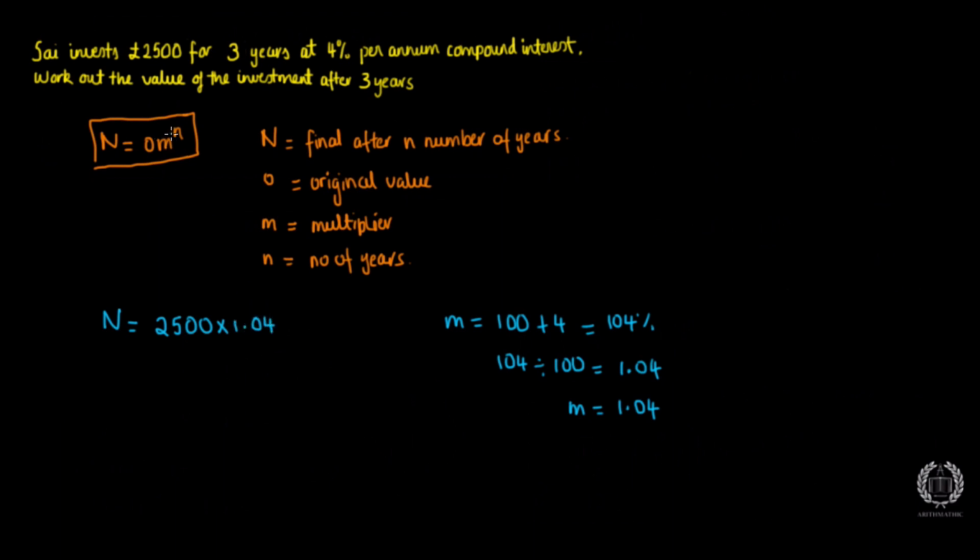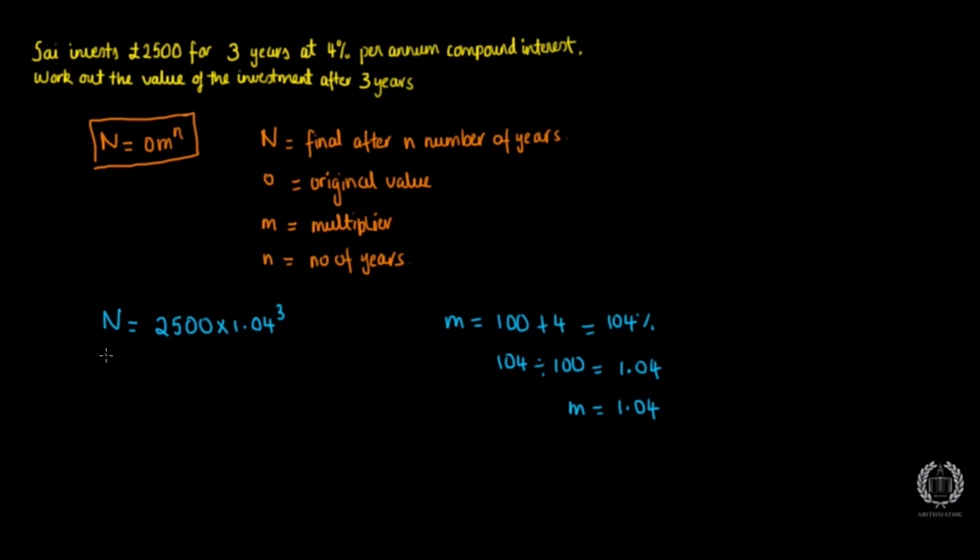Now my small n, which is the number of years, it says here in the question 3 years. So I just put that to the power of 3. Now for those who didn't understand what annum means, per annum basically means per year. So it's 4% per year. Okay, I forgot to mention that.